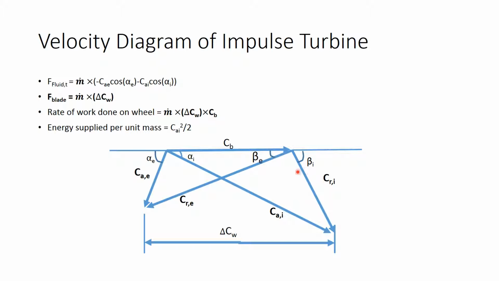Force on the fluid is given by m dot times minus CAE cos alpha E minus CAI cos alpha I, which is in short rate of change of momentum in tangential direction. Force on the blade is given by m dot times delta CW. Rate of work done on wheel is given by force on the blade times blade velocity. Energy supplied per unit mass is given by CI whole square by 2. Ratio of rate of work done on wheel and the energy supplied per unit mass gives us efficiency of turbine.